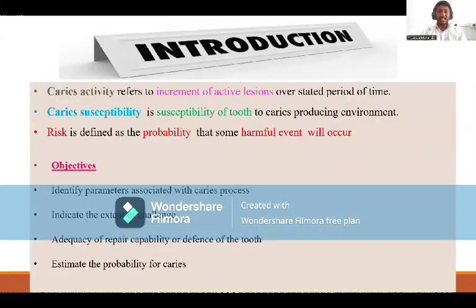Now let's see the definitions related to the caries activity test. What is caries activity? It refers to the increment of active lesions over a stated period of time. It means how much increment of caries lesions is active at one particular time is considered as caries activity. Next, what is caries susceptibility? Caries susceptibility is the susceptibility of the tooth to a caries producing environment. Next, risk is defined as the probability that some harmful event will occur.